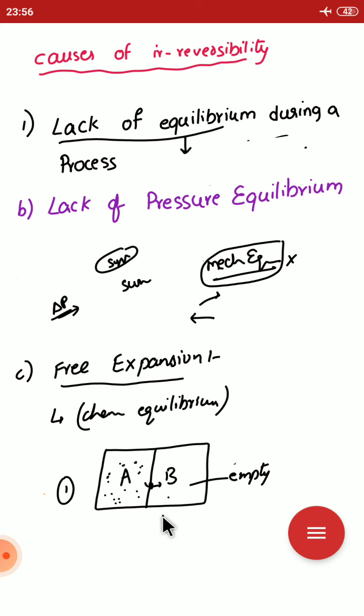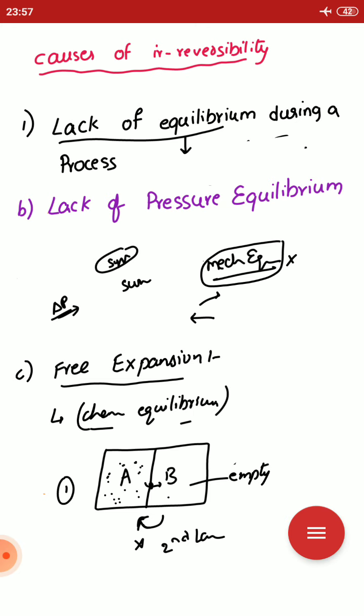But we cannot reverse back, due to the lack of chemical equilibrium. We cannot reverse it on its own. By using another device we can make it, but on its own it won't be possible. Again, it comes under the violation of the second law of thermodynamics.